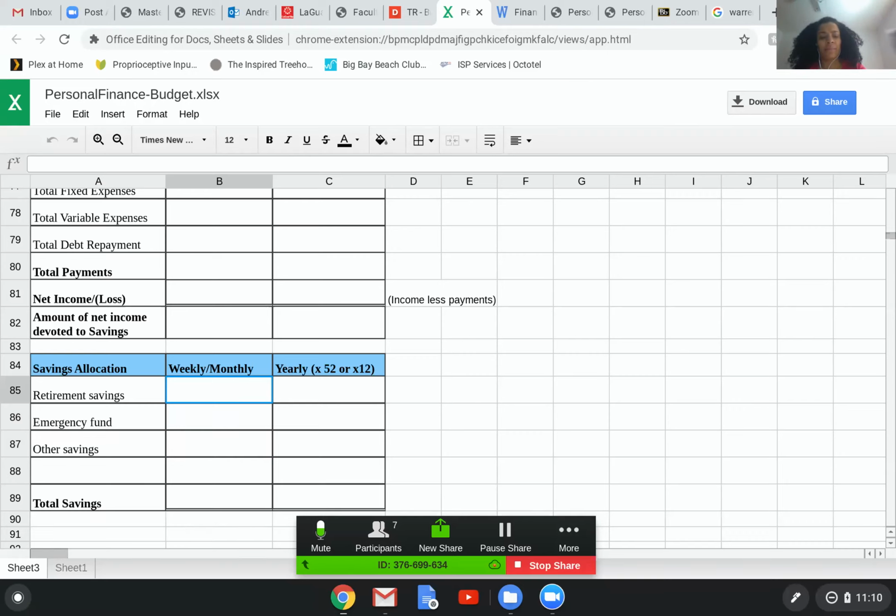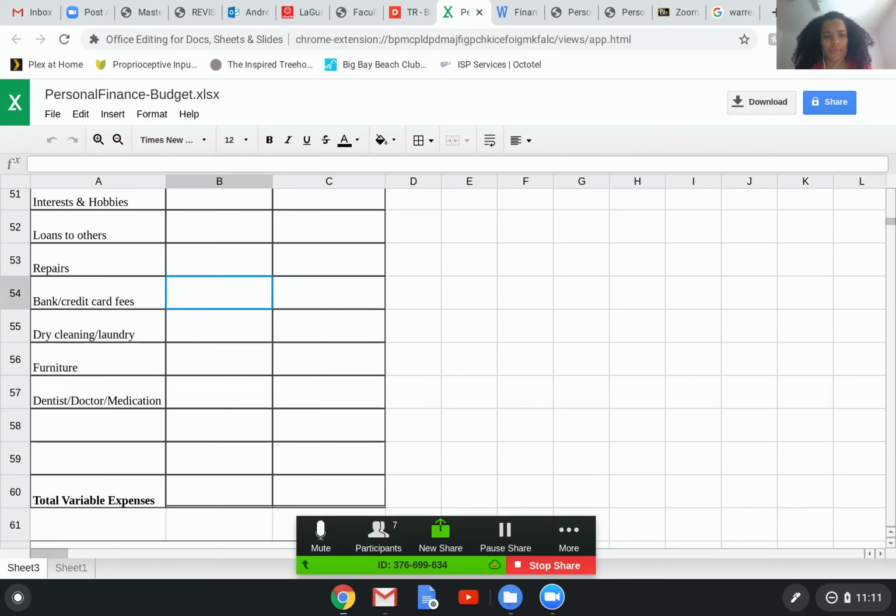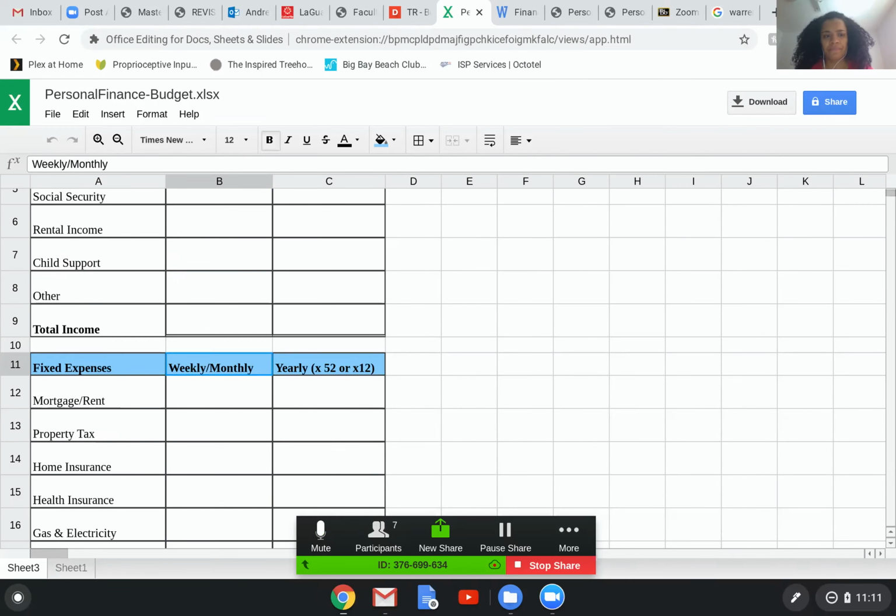If you work at a company that has a 401k retirement plan, then that's probably something you want to get involved in, and I'll speak more about that later. Any questions on the structure of this budget?